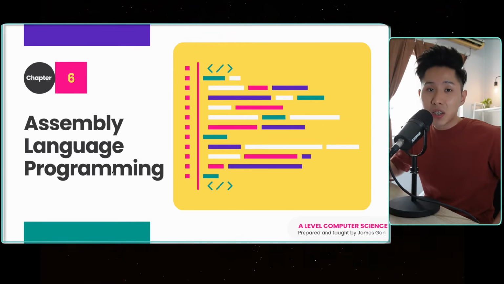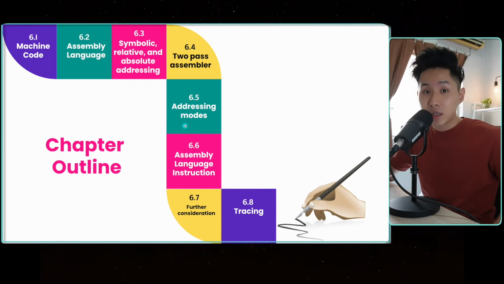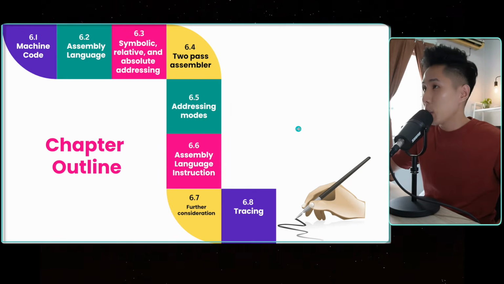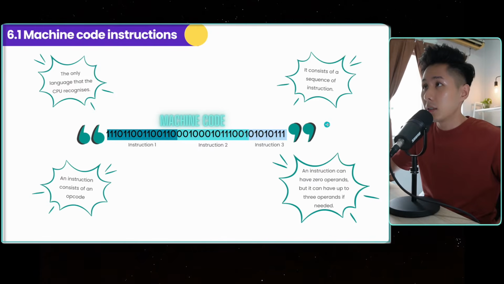This is James. I'm a computer science graduate turned teacher, and in this video we're going to look into A-level computer science chapter 6, assembly language programming, and this is the chapter outlined. So without further ado, let's look into the first sub-chapter of this chapter. It's called machine code instruction.